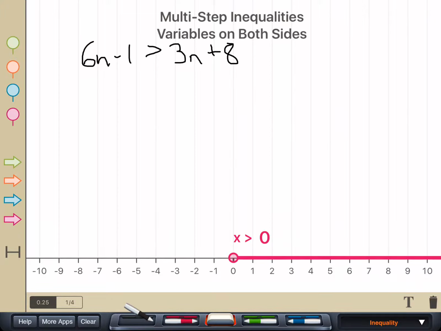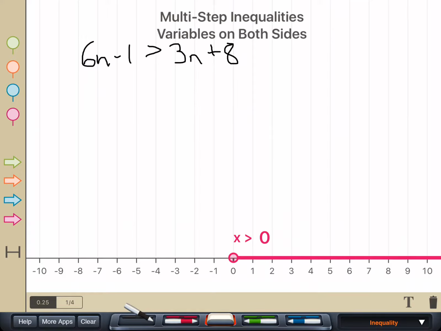Okay, so our next look at multi-step inequalities will involve what happens when we have variables on both sides of the inequality sign. For right now, ignore the graph down at the bottom. We're going to fix that once we actually solve it. So if I look up here, I've got 6n minus 1 is greater than 3n plus 8. And just like when we are solving an equation of this type, we want to isolate the variable on one side and its value on the other side.